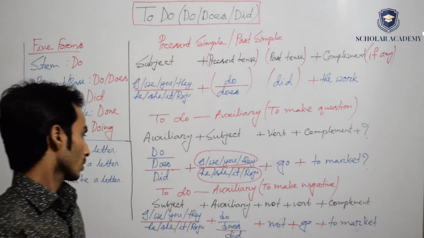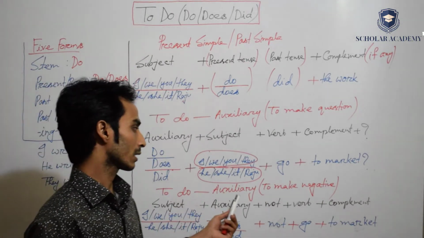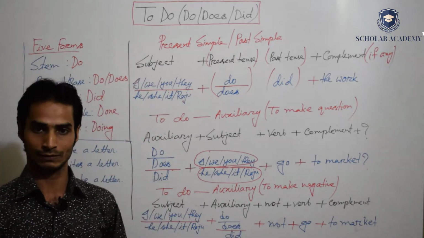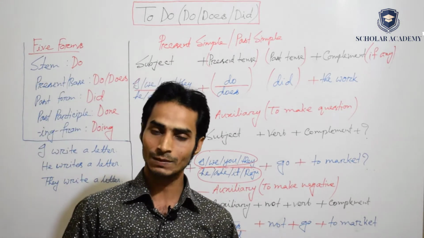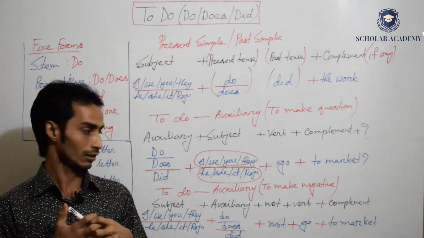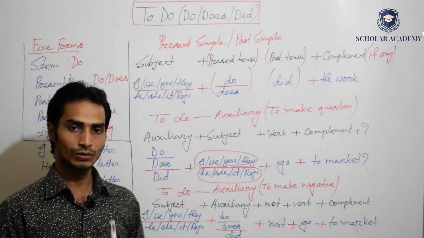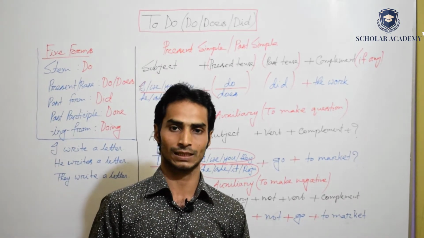Now we'll move on to do as an auxiliary verb to make negative sentences. To make a negative sentence in English, we will have to use do not, does not, and did not after the subjects.